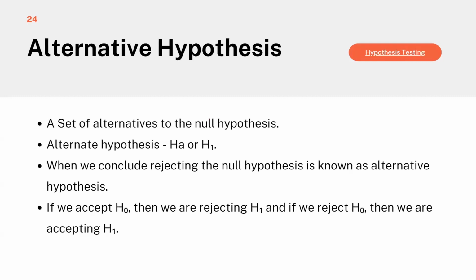Let's move on to the alternative hypothesis. The alternative hypothesis is a set of hypotheses that are alternatives to the null hypothesis. It is denoted as HA or H1. When we conclude that we should reject the null hypothesis, we are supporting the alternative hypothesis. If we accept the null hypothesis, we are essentially rejecting the alternative hypothesis. On the other hand, if we reject the null hypothesis, we are accepting the alternative hypothesis. In essence, these two hypotheses are opposites, and our test process helps determine which one holds based on the evidence.